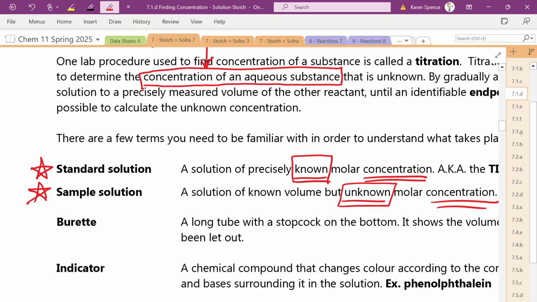Do you guys remember what a burette is? Those things over in the corner, those tall things? Those are the burettes. You need to know what a burette is.